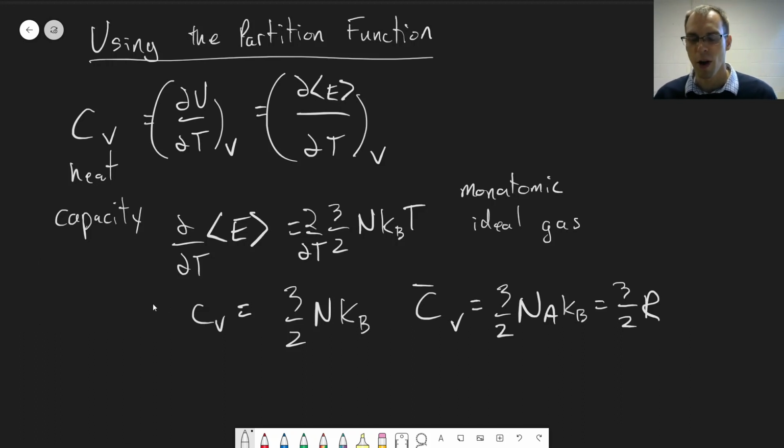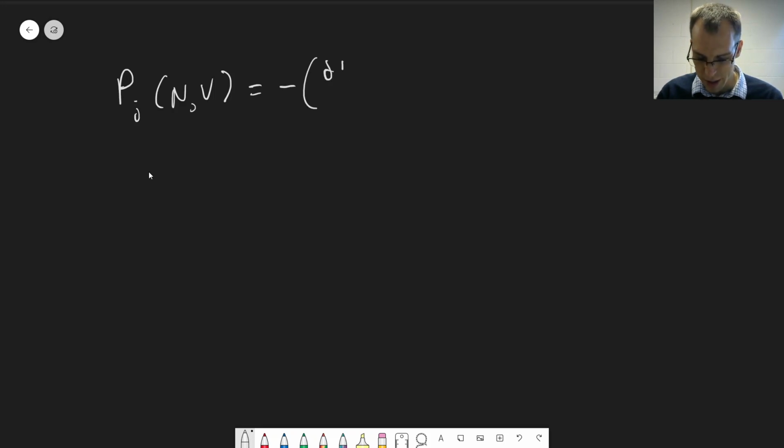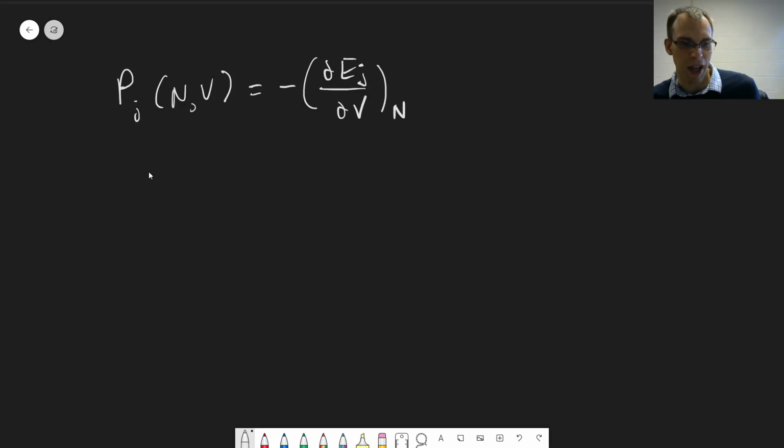What are some other macroscopic quantities we can look at? Another one is pressure. For example, we won't show this, but the pressure of a specific state, j, which will be a function of the number of particles and the volume, can be shown to be equal to minus dEj/dV at constant N. You can derive this. So this is saying the pressure of a specific state j is the derivative of the energy with respect to volume.